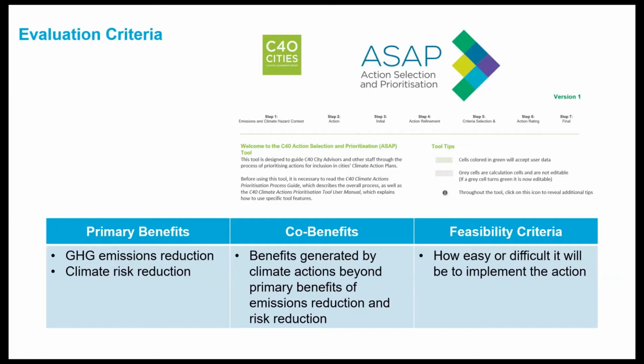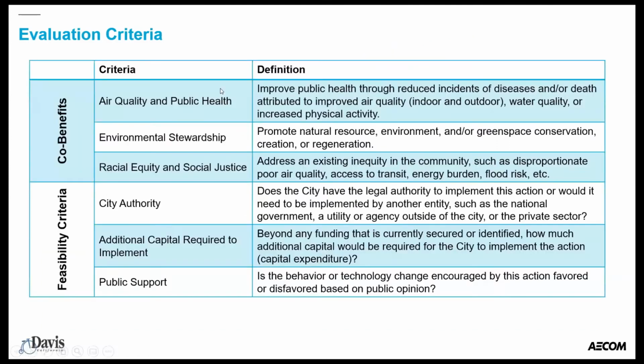Next slide, please. So within this framework of co-benefits and feasibility criteria, we identified 3 co-benefit criteria that were informed by community inputs, and then 3 feasibility criteria. And again, those co-benefit criteria that we used include air quality and public health, environmental stewardship, and racial equity and social justice. And then the feasibility criteria that were selected are city authority, public supports, and additional capital required to implement.